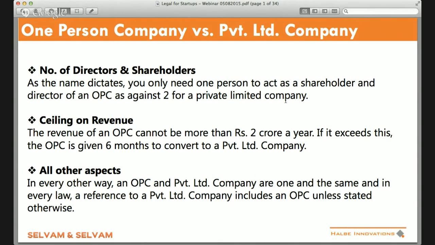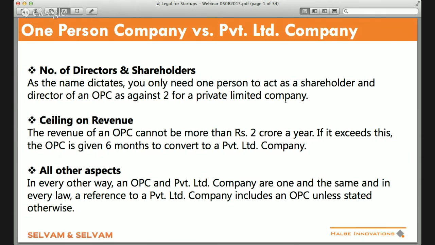The only restriction that a one person company, that's essentially OPC, has is that it cannot have a revenue of more than 2 crores a year. 2 crores is 20 million Indian rupees. If the amount of turnover exceeds that, the company is given 6 months' time in order to convert from a one person company to a regular private limited company. In every other aspect, a private limited company and a one person company are exactly the same.